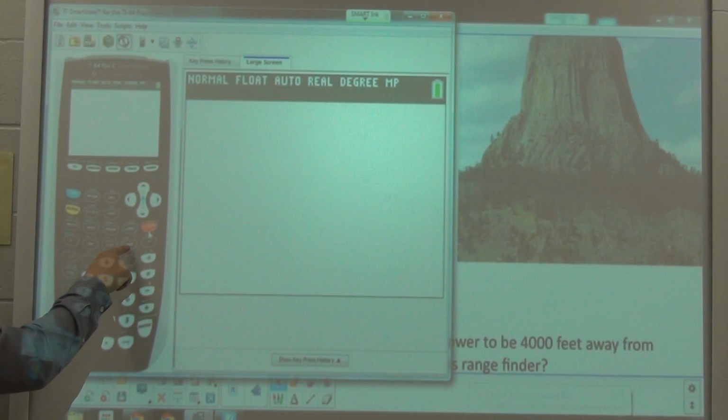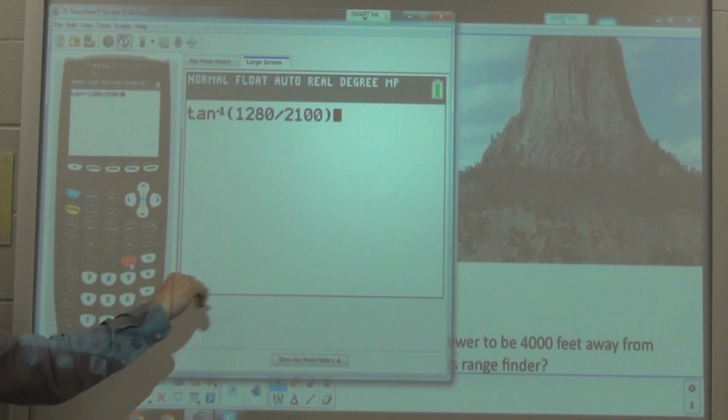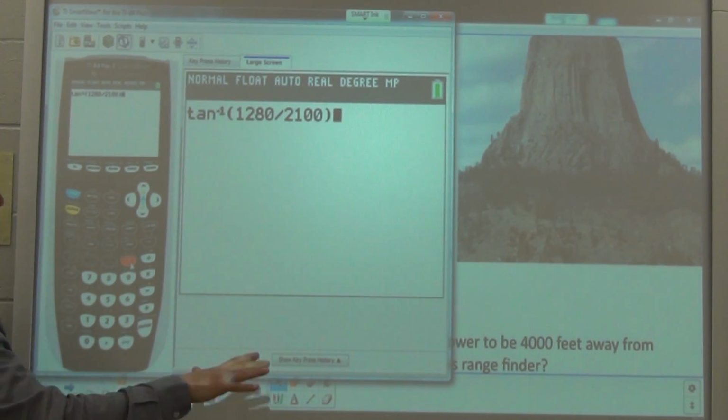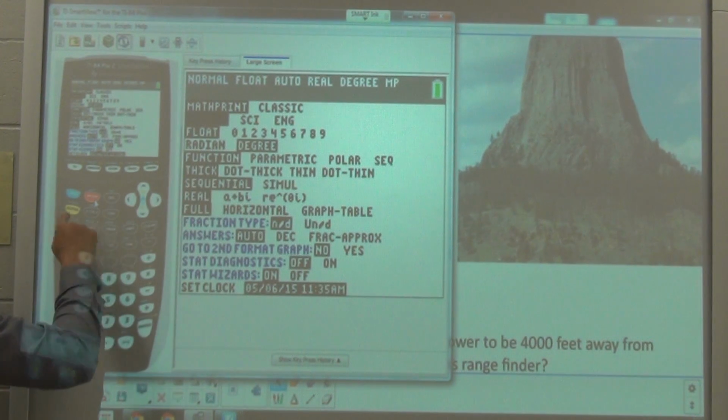The inverse tangent is little tan with a -1. It's above tangent itself. So I'm going to use the inverse tangent of, if I type my fraction, 1,280 divided by 2,100. Close the parentheses. Now, I would like a degree measurement in this case, so I need to make sure my calculator is in degree mode, which it is.